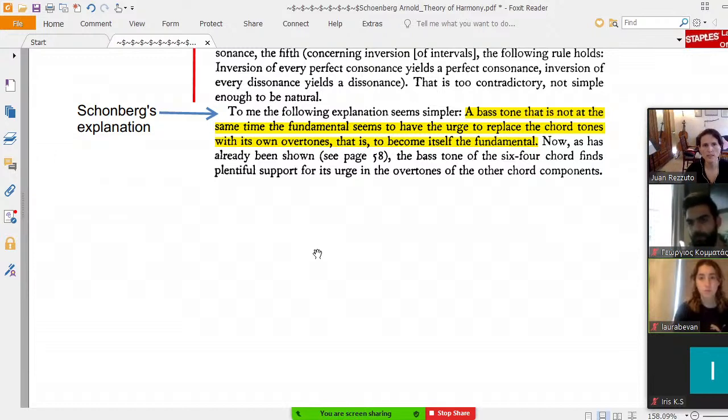Now, as has already been shown on page 58, the bass tone of the 6-4 chord finds plentiful support for its urge in the overtones of the other chord components. I don't know if you remember that.